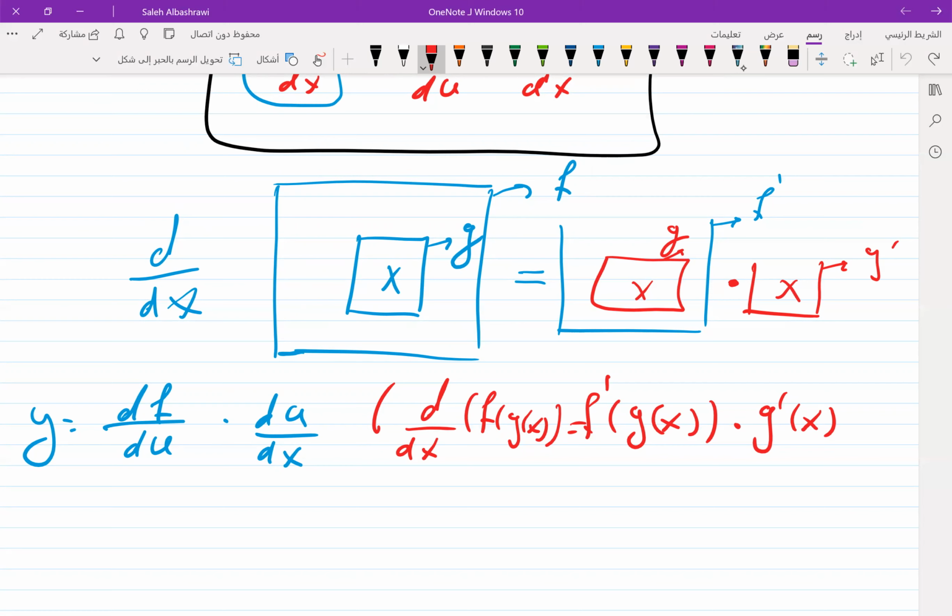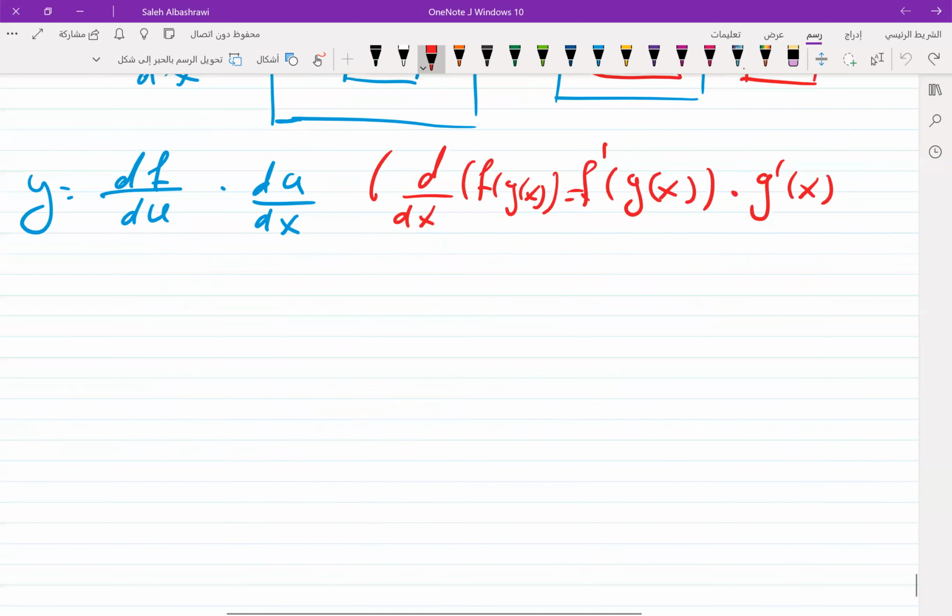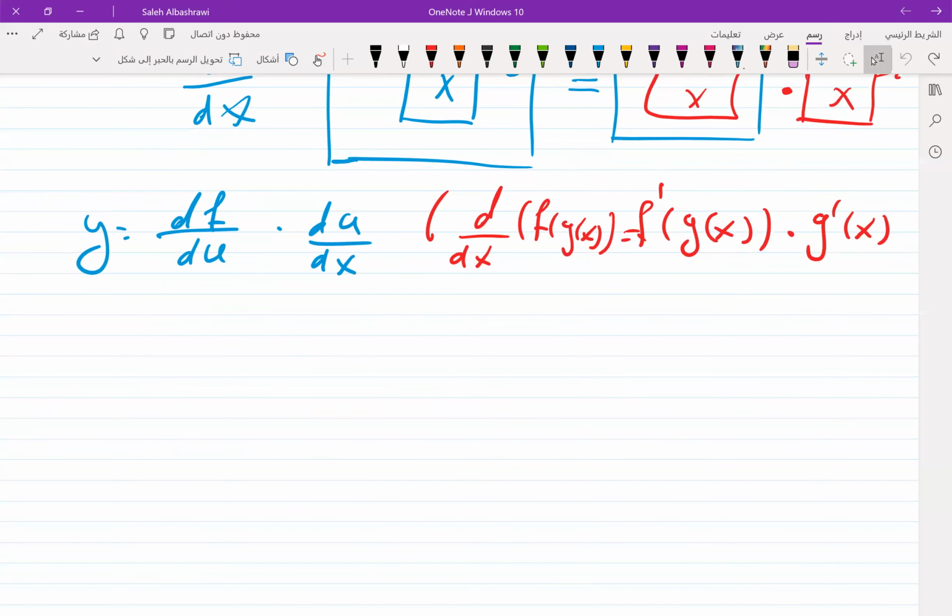So this can come from the word chain. We are opening one after another one. The first function, then the derivative of the second one. So it is like a chain of the process. To make this clear, let's take some examples.